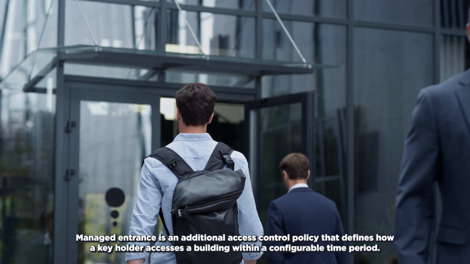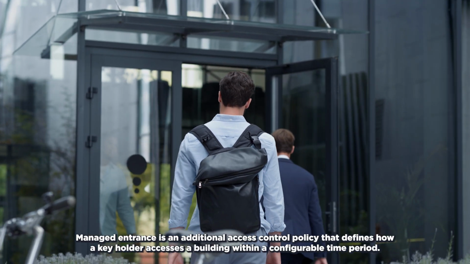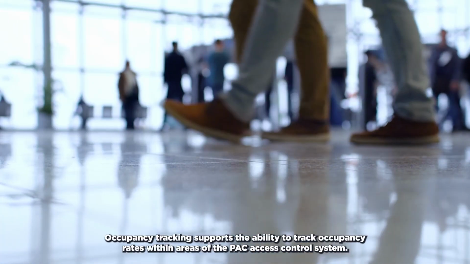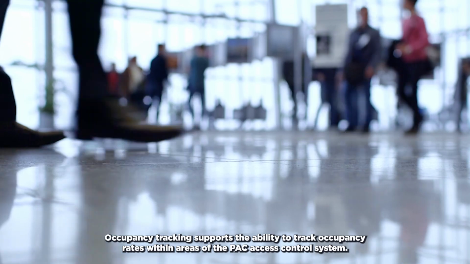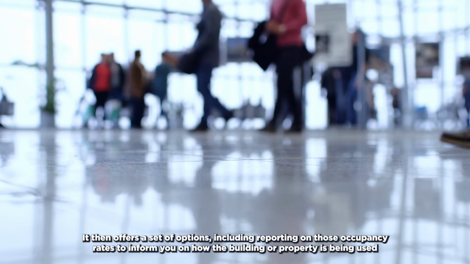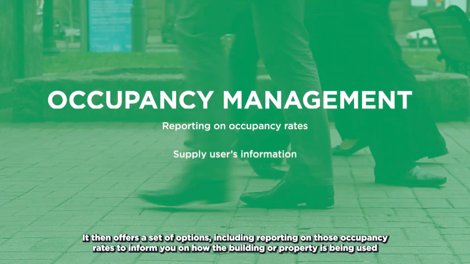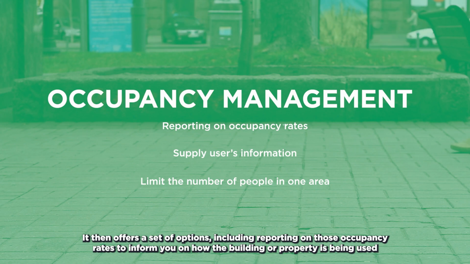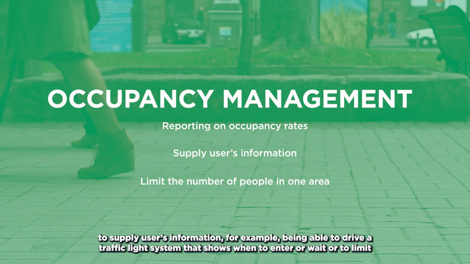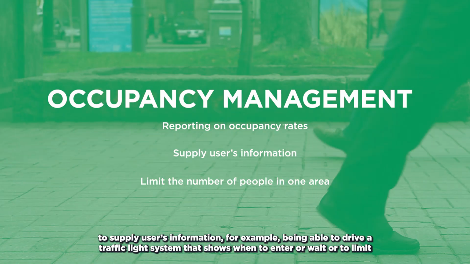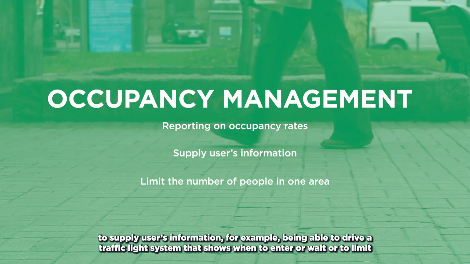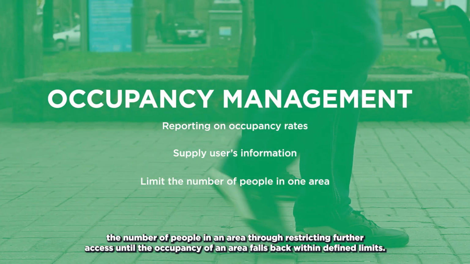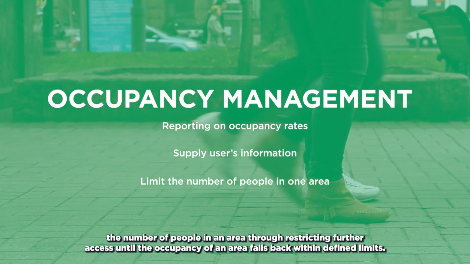Managed entrance is an additional access control policy that defines how a key holder accesses a building within a configurable time period. Occupancy tracking supports the ability to track occupancy rates within areas of the PAC access control system. It then offers a set of options, including reporting on those occupancy rates to inform you on how the building or property is being used, to supply users information, for example, being able to drive a traffic light system that shows when to enter or wait, or to limit the number of people in an area through restricting further access until the occupancy of an area falls back within defined limits.